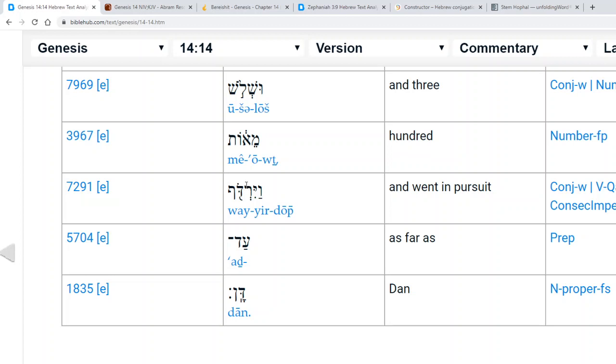The root rodef, right, is to pursue. And he pursued it, right? Ad, until, as far as is the preposition. Dan is the name of a place. Okay.